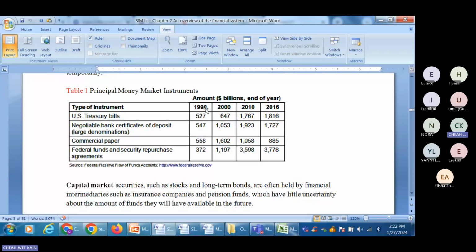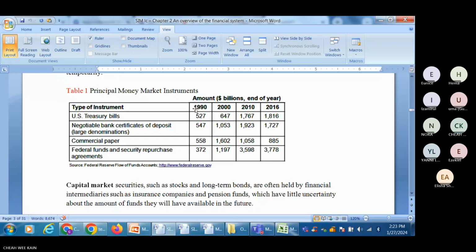Now, the important thing I want you to see is this one. This is 1990 and this is 2016. Okay, I purposely put it like this because I want you to see the 10-year trends, right? Now, you see the money goes up a lot. Okay, so federal fund and security repurchase agreement, repo. So you can see the money goes up.